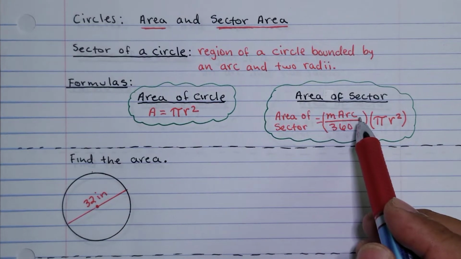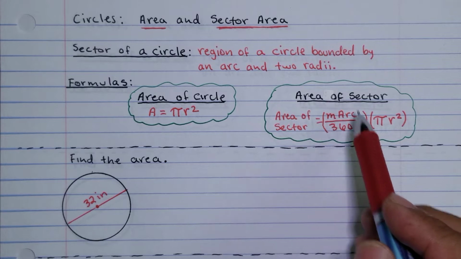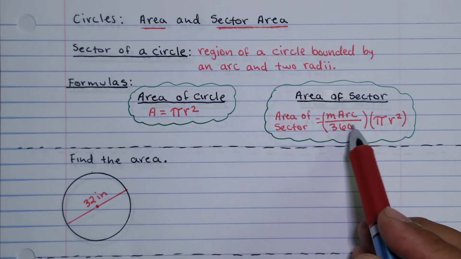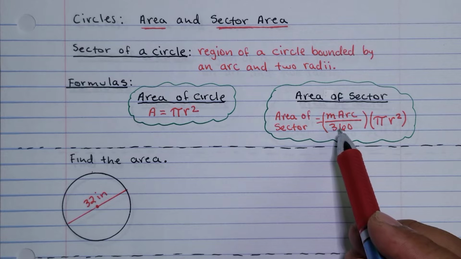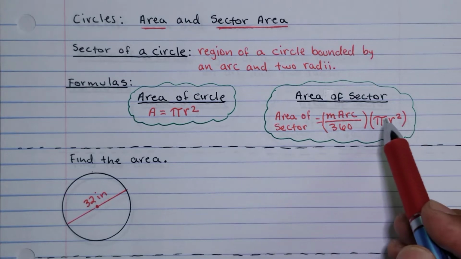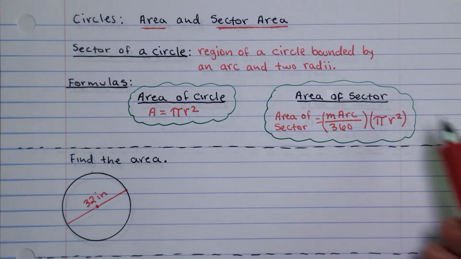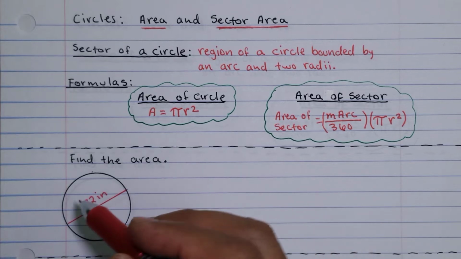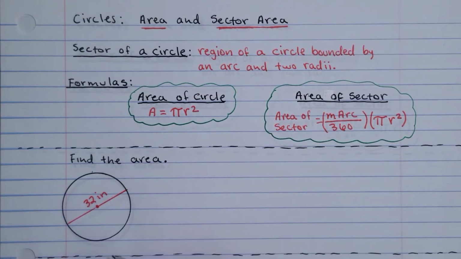This is the measure of the arc. That means the intercepted arc by the two radii. Divide that by a full rotation around the circle, which is 360, and then multiply by the area of the circle. So for example, in this example here, they want us to find the area of the circle.